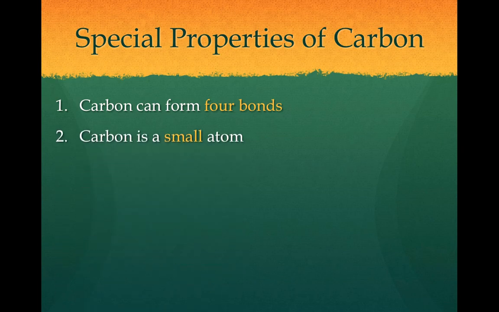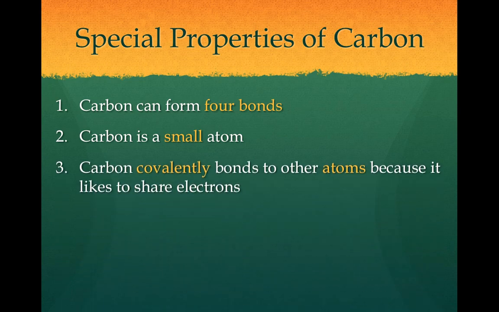We know that carbon is a small atom compared to other atoms in the periodic table, with its 6 protons, 6 neutrons, and 6 electrons. It's one of the smallest that exists, so it allows it to be more versatile. And carbon is going to covalently bond to other atoms because it inherently likes to share electrons.